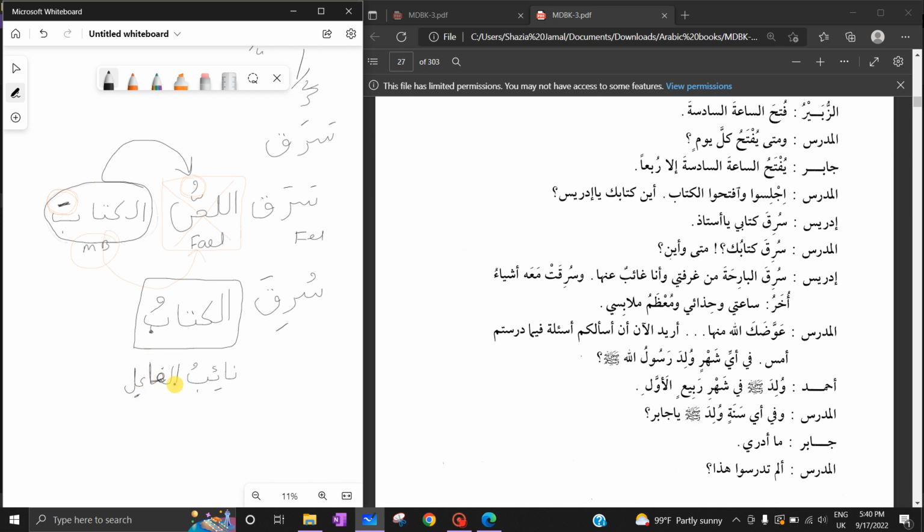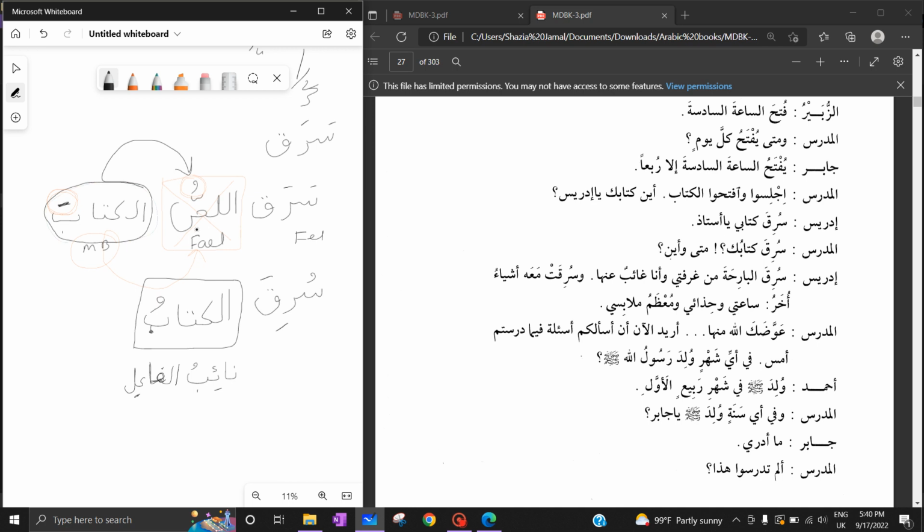Okay, what do you mean by naib? Naib means representative, and this is ismun maful, ismun fa'il, the one who represents. So this takes the place of naibul fa'il. So what is the translation here and what is the translation in this sentence?